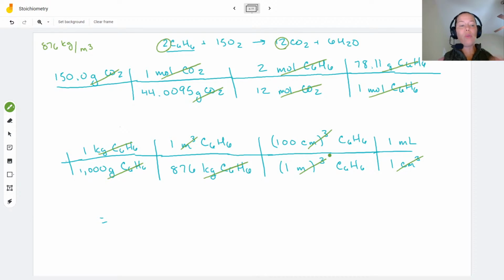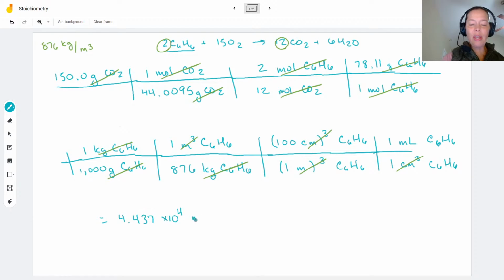So if you look at, again, all of the units, you can see everything has canceled until I get to 1 milliliter. And of course, that is 1 milliliter of benzene, C6H6. All right, so this is a really long calculation. One thing I will point out, you've got this 100 cubed in the numerator, so just make sure you don't forget about cubing that 100 when you do this calculation. All right, so my final answer is 4.437 times 10 to the 4th milliliters of benzene.